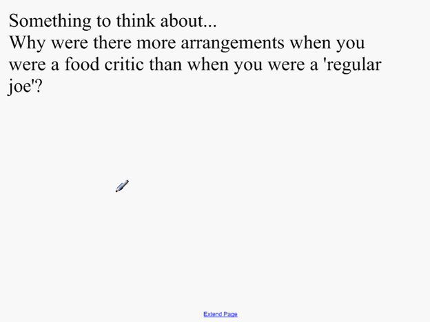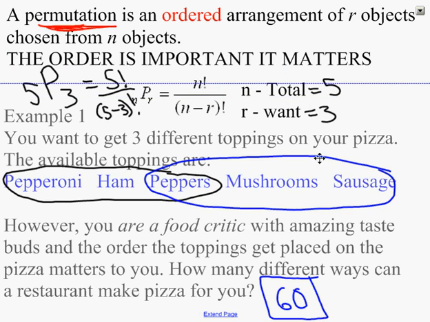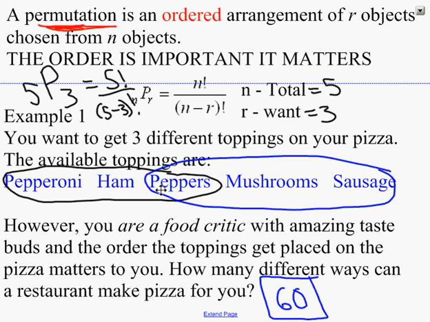Why were there more arrangements when you were a food critic than when you were a regular Joe? Let's think about that. Since the order mattered in this example, pepperoni, ham, peppers is not the same as peppers, ham, pepperoni. You're counting that as 2 different arrangements, and it'll be the same with all the other ones. So you're obviously going to get more arrangements here in the first example when you're a food critic.